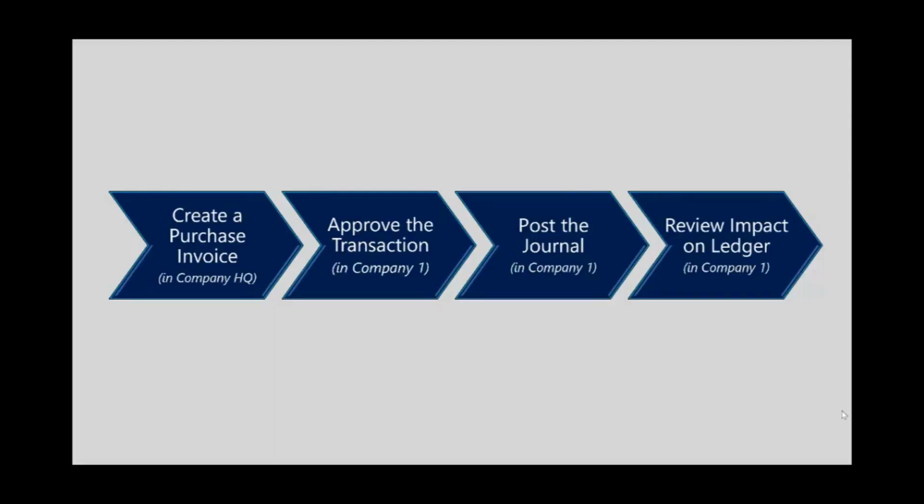In this demonstration, we'll show you how to transact between multiple companies in Dynamics 365 Business Central. We'll begin by creating a purchase invoice in headquarters, our main parent company. Then, once that transaction has been created, we'll approve it in our subsidiary company, which we'll call Company 1. We'll post that in Company 1, and then we'll review the impact on the general ledger.